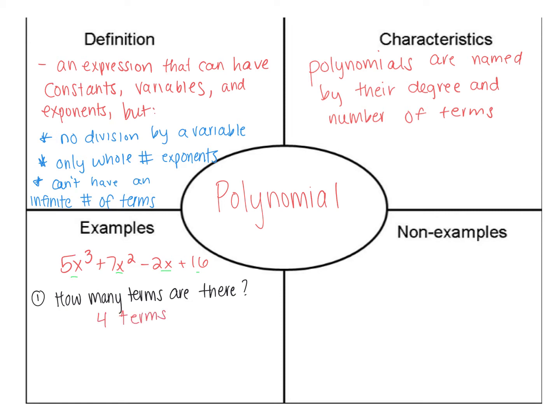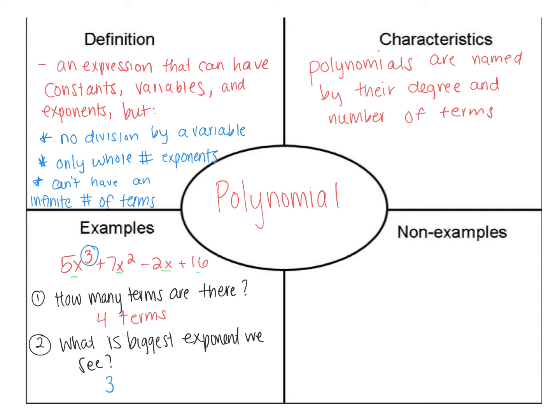Okay? And then the second question we're going to ask ourselves is, what is the biggest exponent that we see here? Okay? And here, what I want you to do is I want you to circle the biggest exponent. So in this case, we see that the biggest exponent is 3. Okay, so you're going to ask yourself those questions every single time we're doing one of these examples.